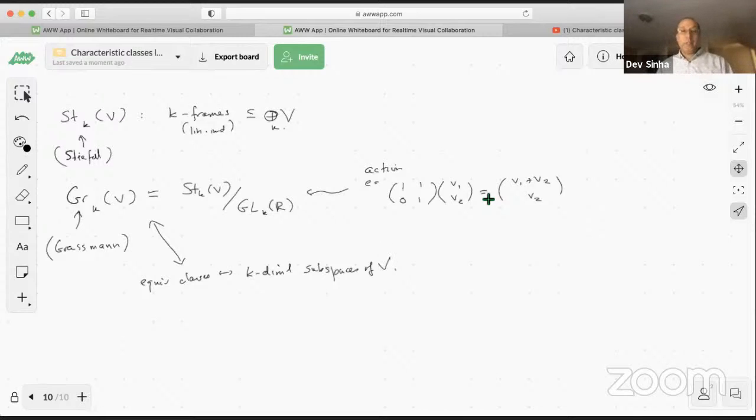And typically what you say is the Grassmannian is the space of K-dimensional subspaces of V, but it's not entirely obvious how you topologize. So the easier thing to do is take the Stiefel manifold that's obviously topologized as a subspace, and now use the quotient topology for this action of GL_K(R).